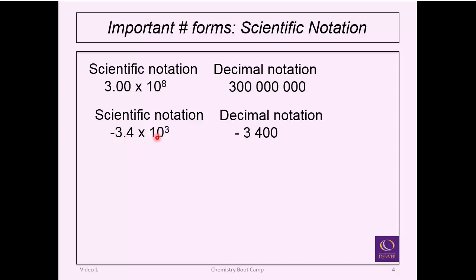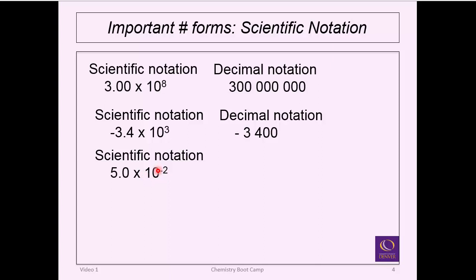the same rules apply. It's times 10 to the 3, so I move the decimal over 1, 2, 3 times, and then just slap that negative sign on there. Another thing you'll see, though, is sometimes the negative sign is on the exponent. Now, this is different. In mathematics, that means that you're dividing by 10 twice.